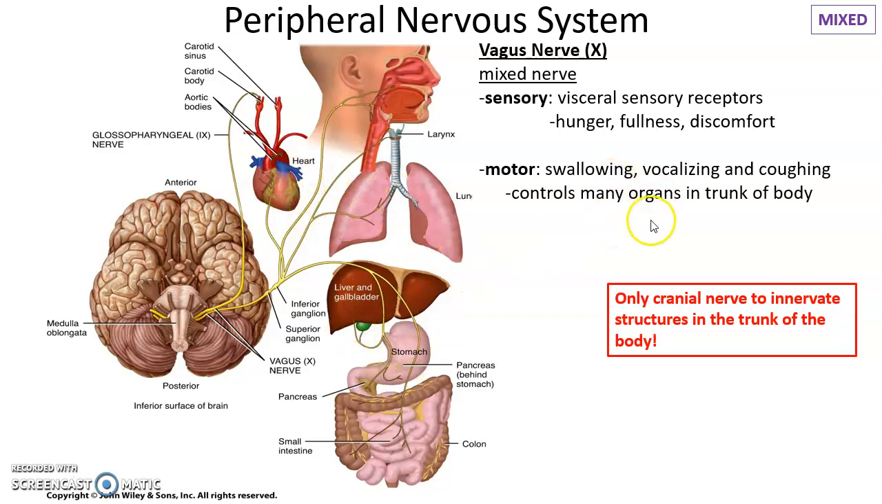Also controls some of the muscles for swallowing and vocalizing and coughing. The vagus nerve is special because it is the only cranial nerve that is innervating structures outside of the head. So it is the only cranial nerve innervating structures in the thoracic cavity and abdominal cavity. And it goes to pretty much all of those organs.